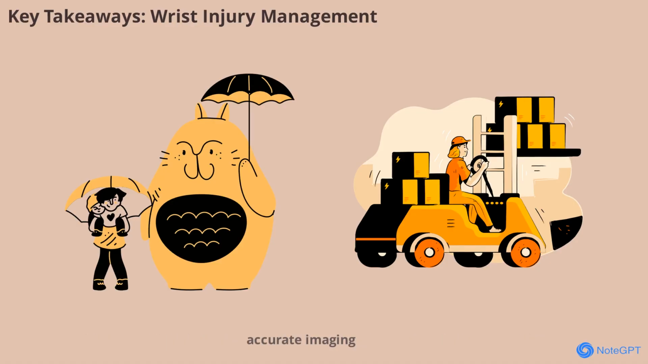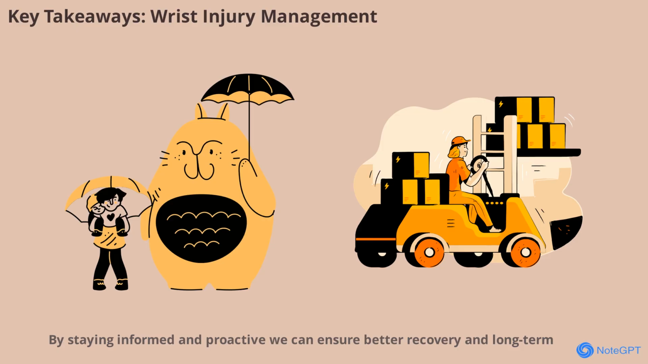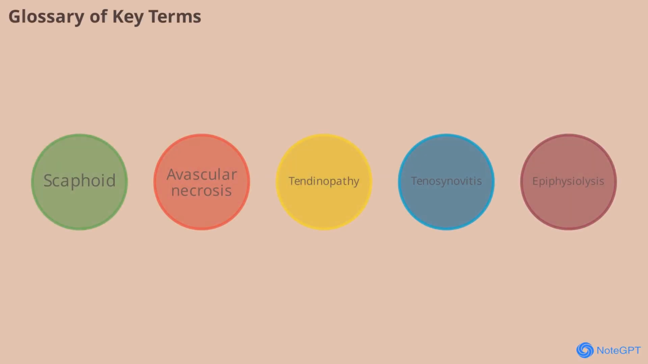Early recognition, accurate imaging, and individualized treatment plans are the pillars of effective management. Understanding the mechanisms, clinical features, and imaging findings of common wrist injuries empowers clinicians and patients alike. By staying informed and proactive, we can ensure better recovery and long-term wrist health for everyone affected by these injuries. Let's review some important terms.